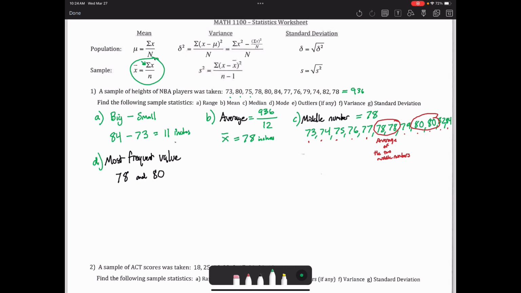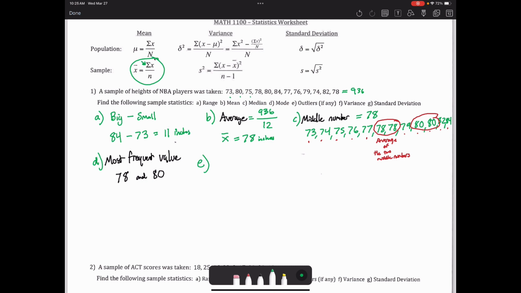E, outliers. Interesting. So what is an outlier? An outlier is any data value that's abnormally large or abnormally small. Any abnormal, not normal, data values. Now, we could, of course, try and make that decision just based off of what we think. Is 84 abnormally large? Is 73 abnormally small? It's hard to make a judgment call.